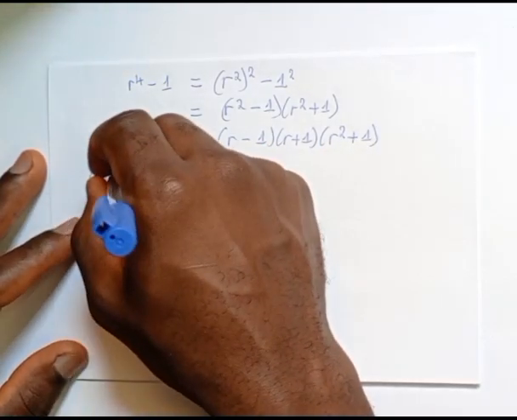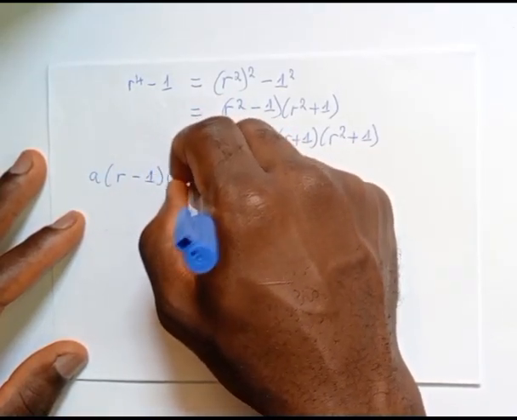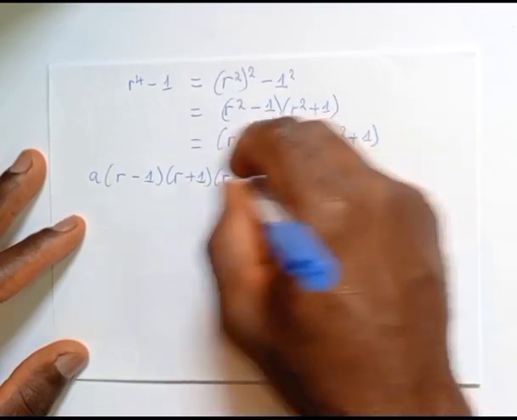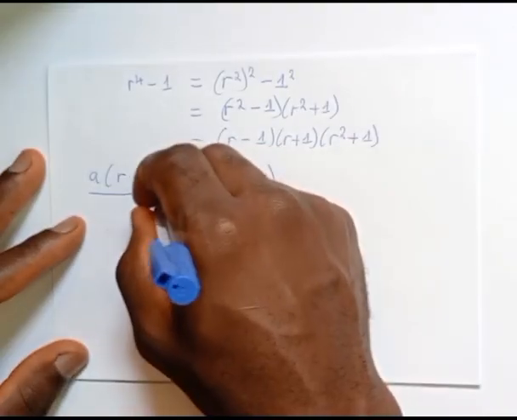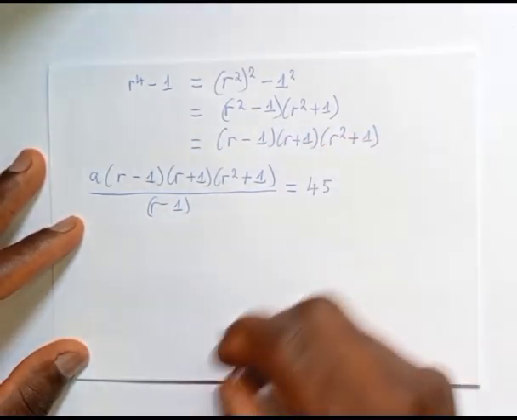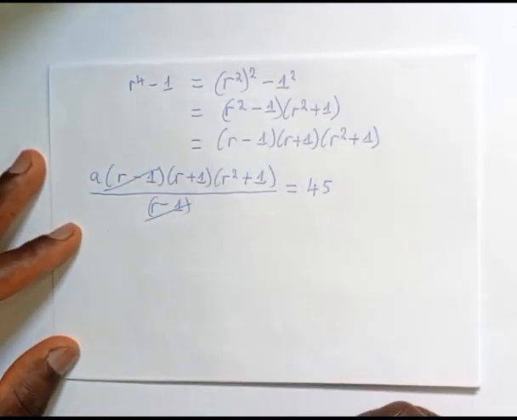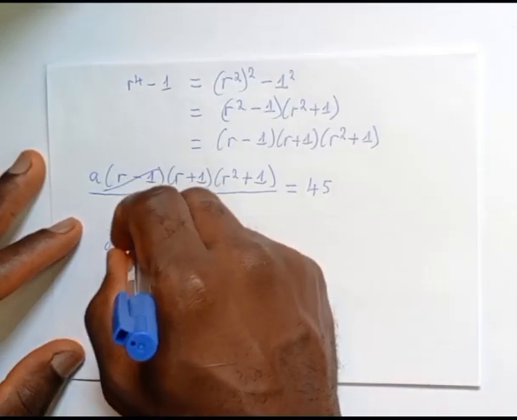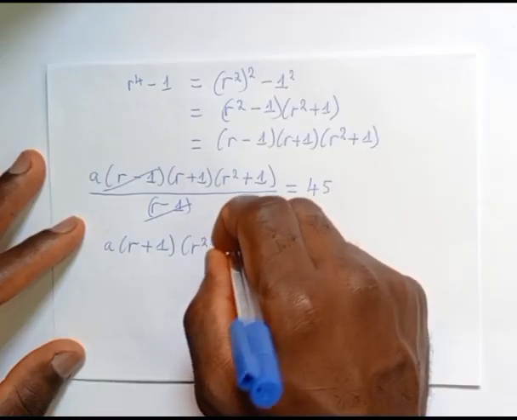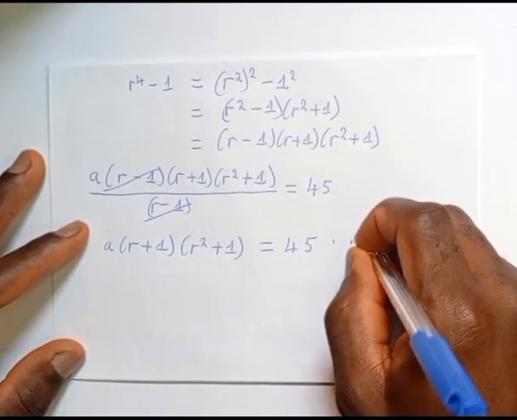This will give us a times r minus 1 times r plus 1 times r squared plus 1 all over r minus 1, and this is equal to 45. The r minus 1 at the numerator will strike off the r minus 1 at the denominator. We will simply be left with a times r plus 1 times r squared plus 1 is equal to 45. We call this one equation 2.